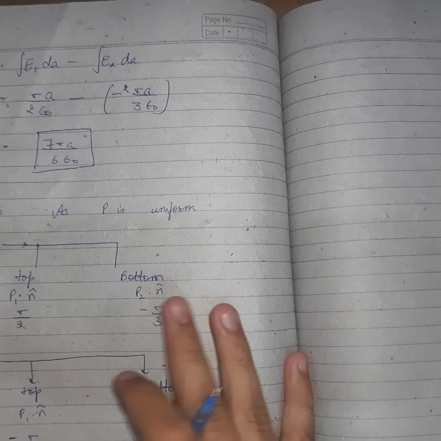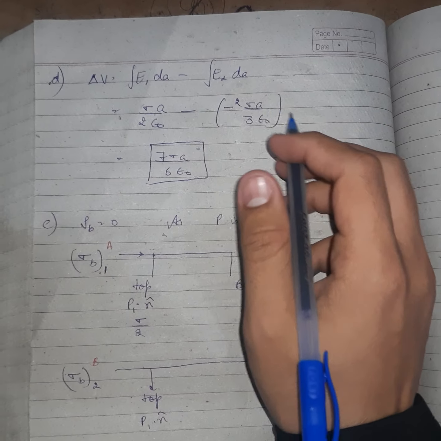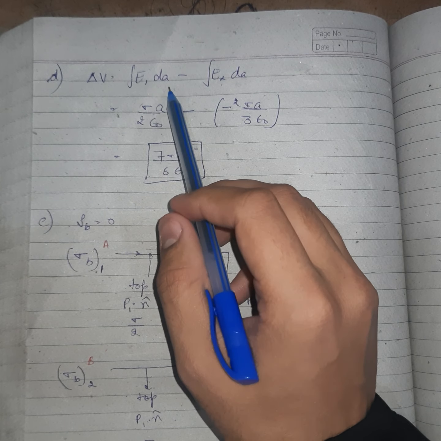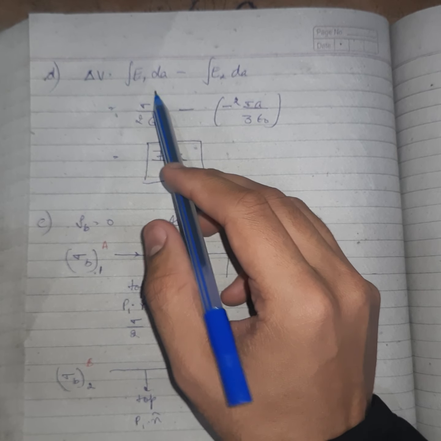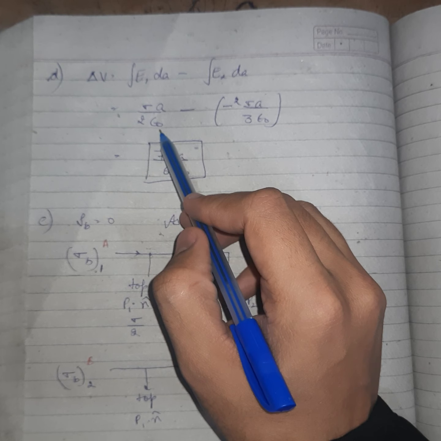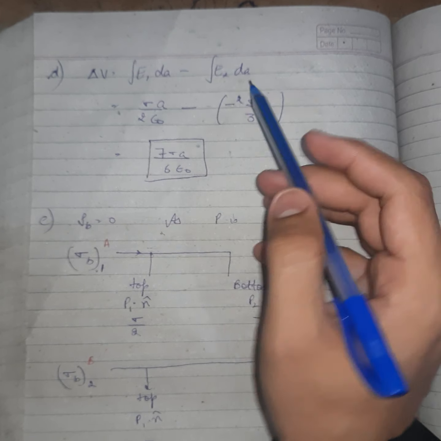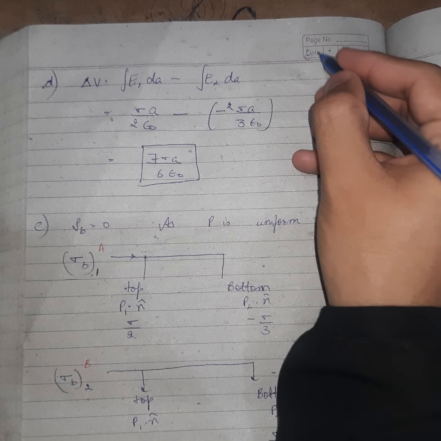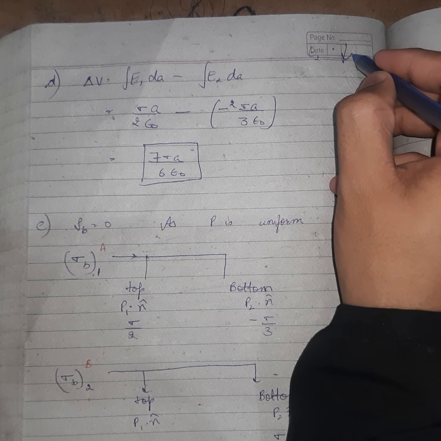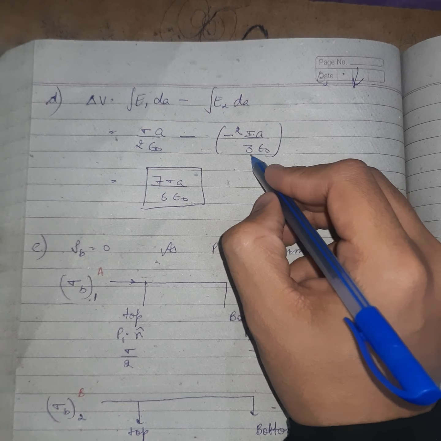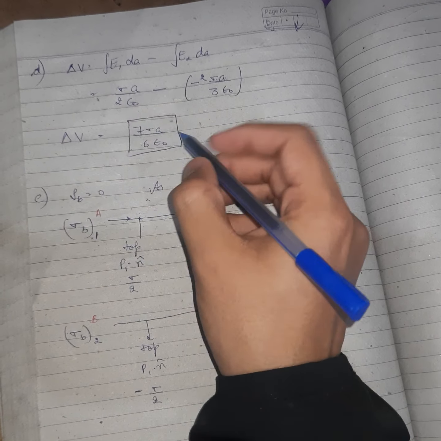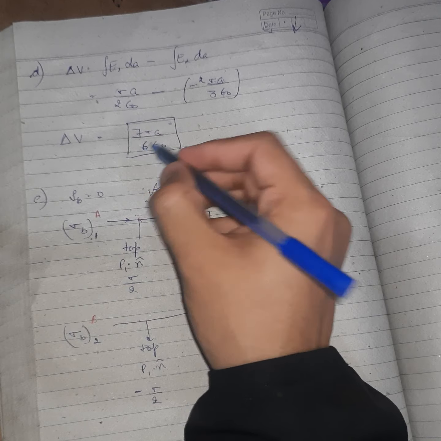So now let us calculate part D, which asks for the potential difference between the plates. As we know, the potential difference is the integral of E1 A minus E2 A. Putting the values, sigma upon 2 epsilon naught for E1 into A, minus, why minus? Because E2 is the electric field for the slab downside, that is why negative, 2 sigma upon 3 epsilon naught into A. So we get the potential difference as 7 sigma A upon 6 epsilon naught.